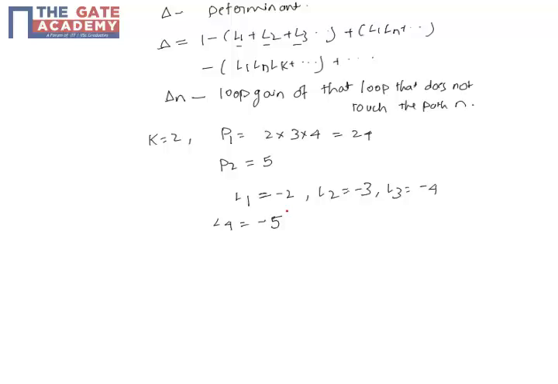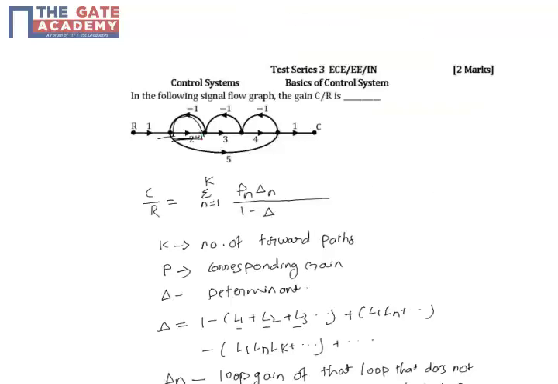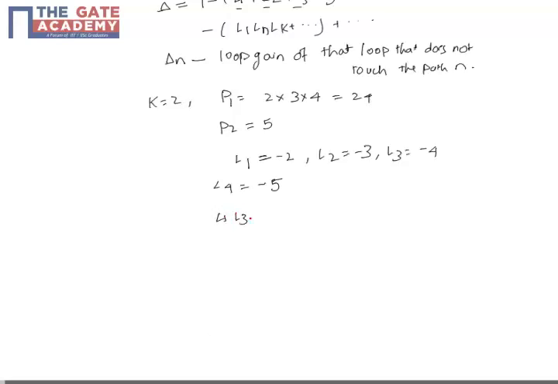Now we have to see if there are any non-touching loops. These two loops are not touching, so we have L1 L3 equal to minus 2 into minus 4, which is equal to 8. Now we will find the determinant. Del is equal to 1 minus minus 2 minus 3 minus 4 minus 5 plus 8, which is equal to 23. Now we have to find del 1 and del 2.